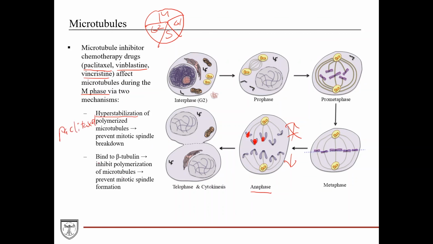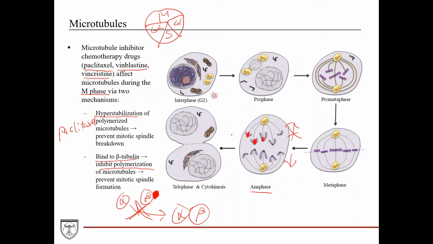The other mechanism, for vinblastine and vincristine, is that they actually bind to beta tubulin. So remember, you have your alpha and your beta, and they come together and form your alpha-beta dimer like this. What happens is that the drug will bind, and I'll just draw this red dot here to symbolize the drug. It binds to the beta tubulin and it inhibits this process. So it inhibits polymerization of microtubules. It prevents this mitotic spindle from even forming in the first place. And that's another way you can prevent cell division.